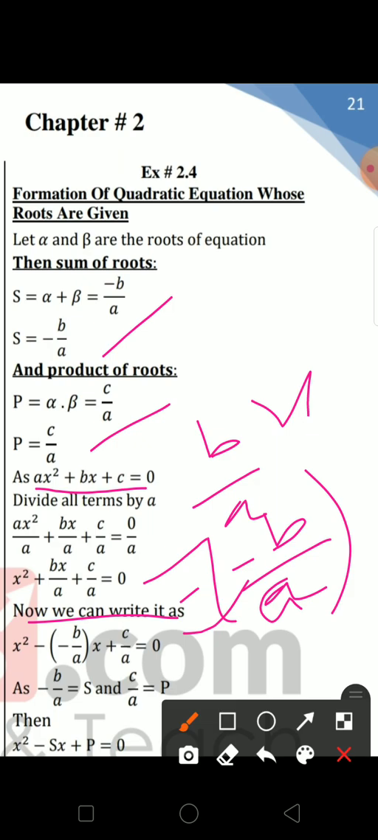Now we put minus b by a is equal to S and c by a equal to P. So the equation becomes x square minus Sx plus P equal to 0. So this is the formula for forming a quadratic equation whose roots are given: x square minus sum of roots into x plus the product of roots is equal to 0.